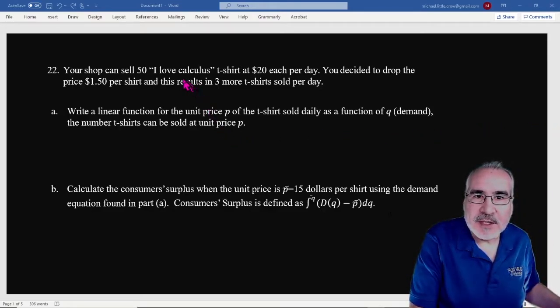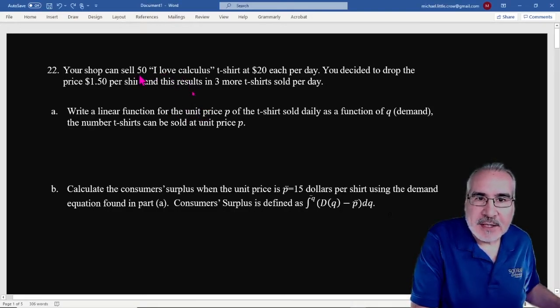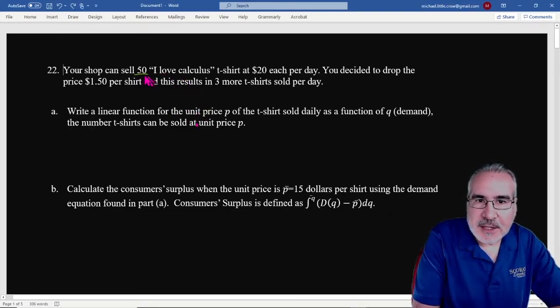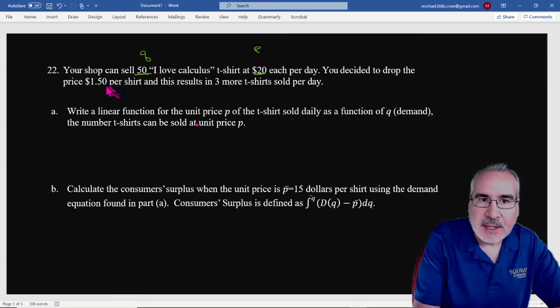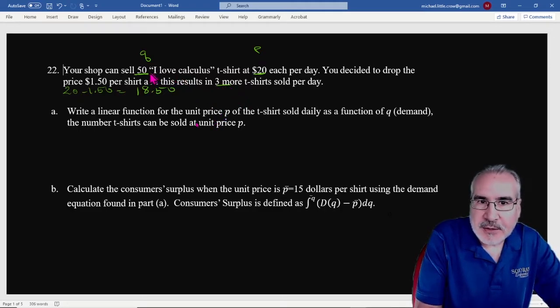So let's come over here. We've got a shop, we can sell 50. So that is a demand at a price of 20. Okay. We drop the price by $1.50. So that means that we've got 20 minus 1.50. So at a price of $18.50, our market research shows we sell 3 more. So that's 53. So we get a quantity, a demand of 53 at a price of $18.50.